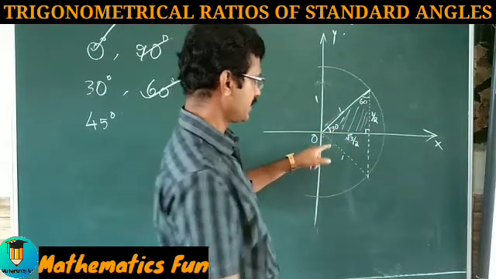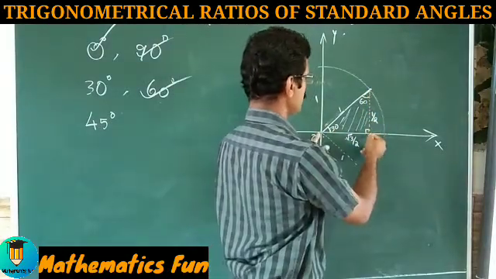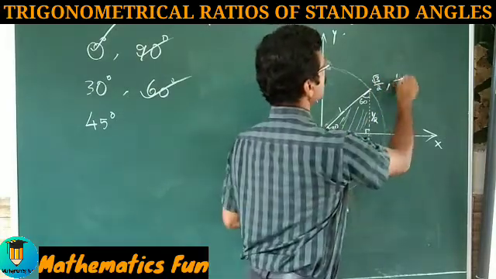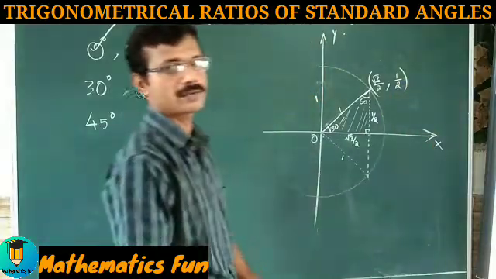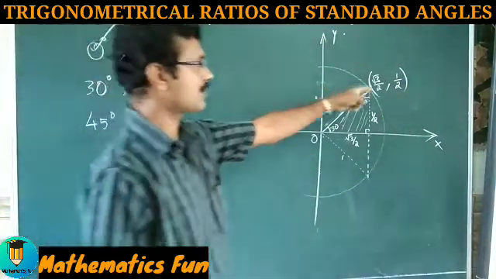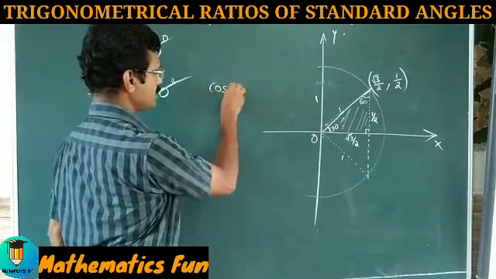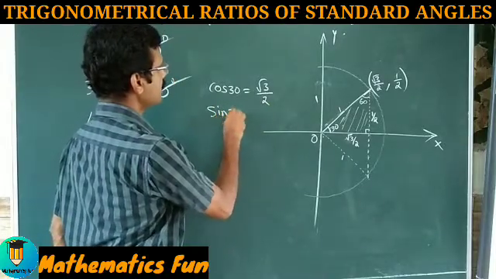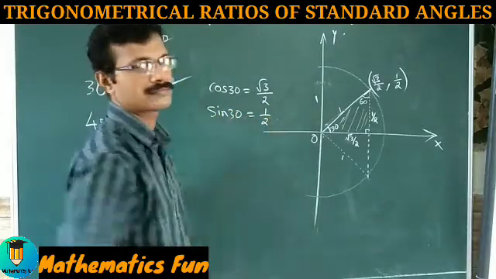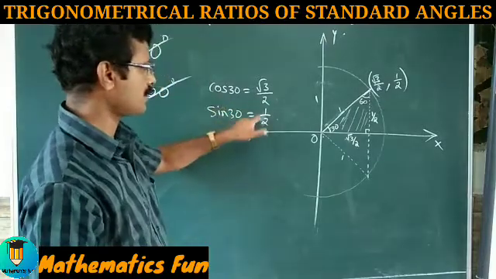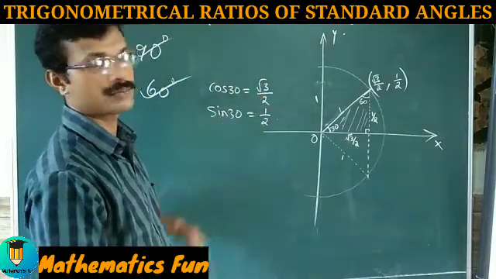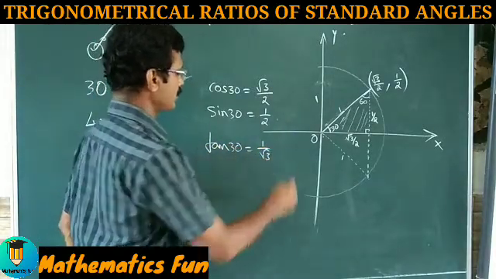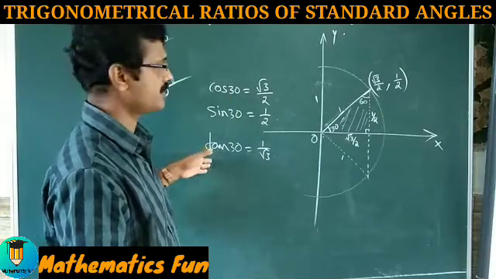So with respect to 30 degree, the x coordinate is root 3 by 2 and the height, the y coordinate, is 1 by 2. Now naturally cos 30 stands for the x coordinate, that is root 3 by 2, and sin 30 is the y coordinate, that is 1 by 2. If you want tan, sin by cos, 1 by 2 divided by root 3 by 2, comes to 1 by root 3. That is tan 30. All other values we can find from here, and the reciprocal ratios we can write down from here.